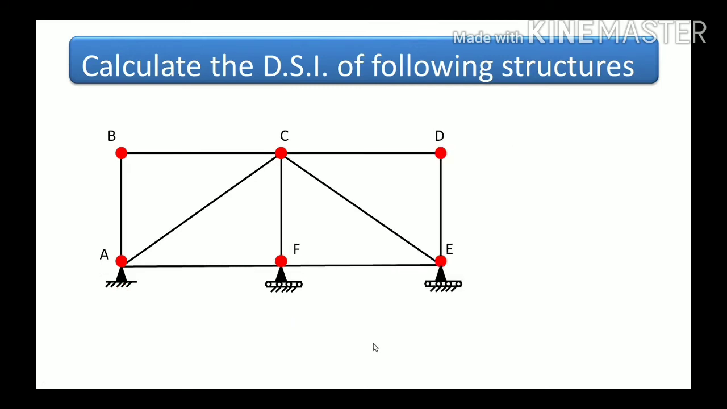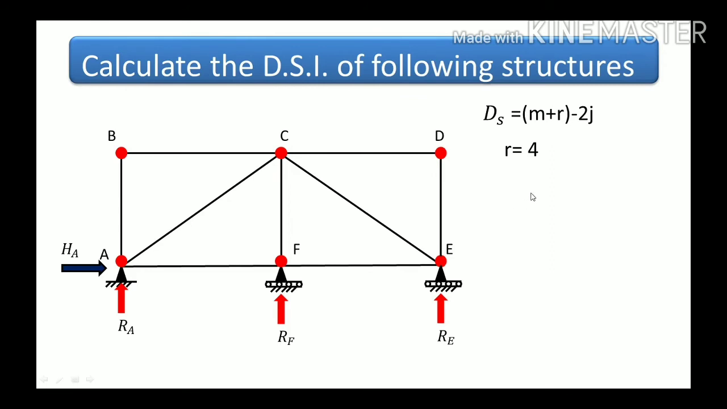Then next problem here, this is having 3 supports at A, at F, at E. So here the formula of total static indeterminacy is equal to M plus R minus 2J. So here we will look for the reactions HA, RA, REF and RE. So 4 reactions here. So here R is equal to 4.